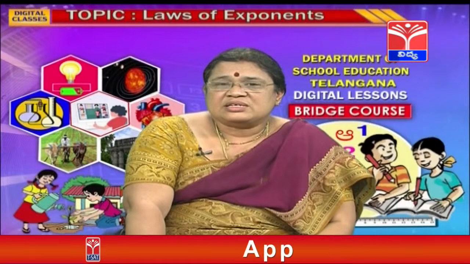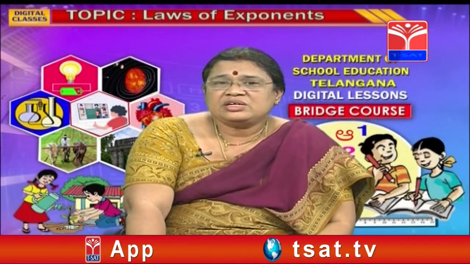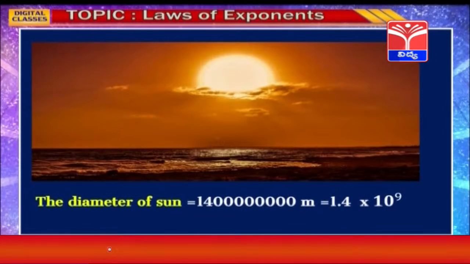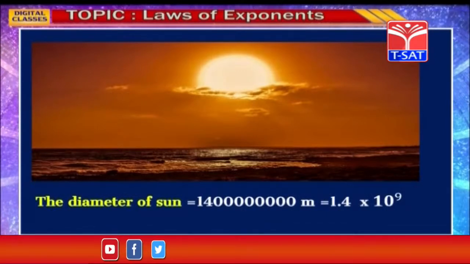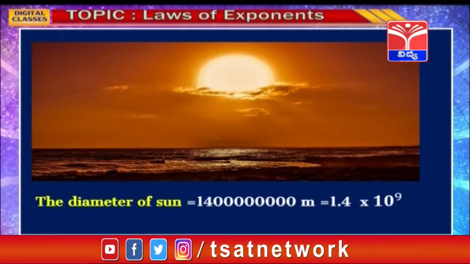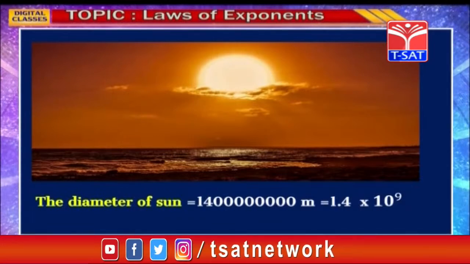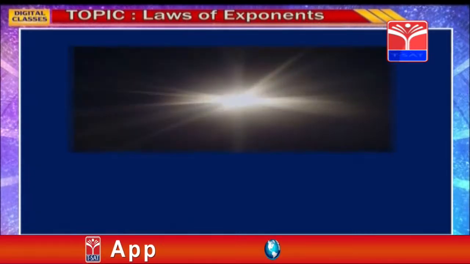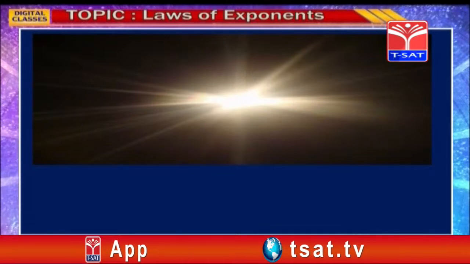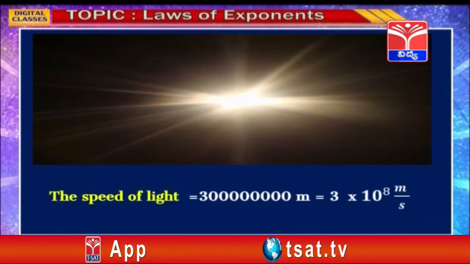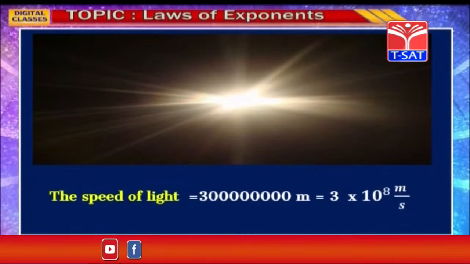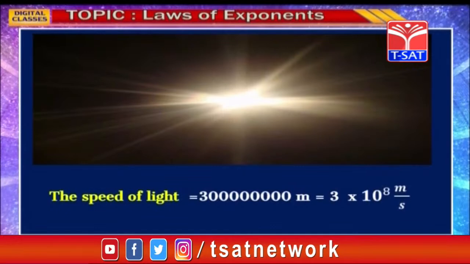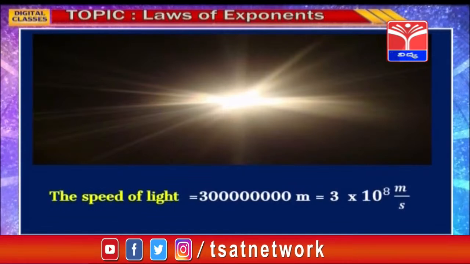Now this is sun rays, early morning sun rays. Very good picture. Do you know what is the diameter of the sun? It is almost 140 crore meters. And this can be written as 1.4 into 10 to the power of 9. See here again, this is light. Do you know what is the speed of light? It is 30 crore meters. This can be written as 3 into 10 to the power of 8 meters per second.